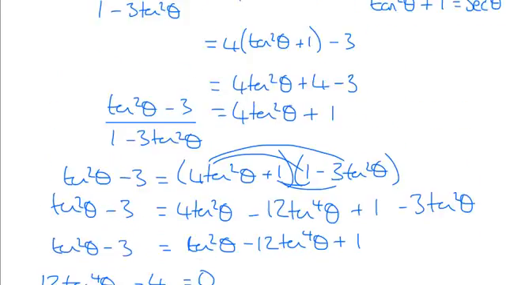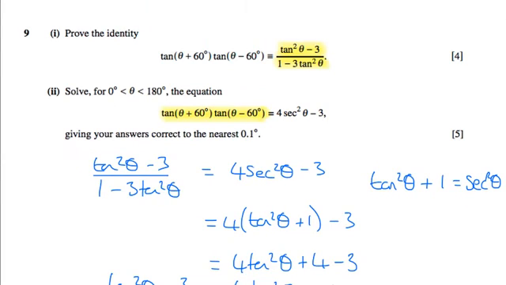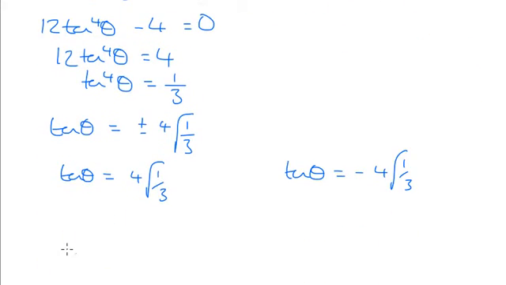Just notice the range is between 0 and 180. So when we do the inverse tan of the fourth root of a third, that gives me 37.2. The next answer linked to this would be too big. If I added on 180, it would obviously go outside the range that we require. So that's the only solution from that section.